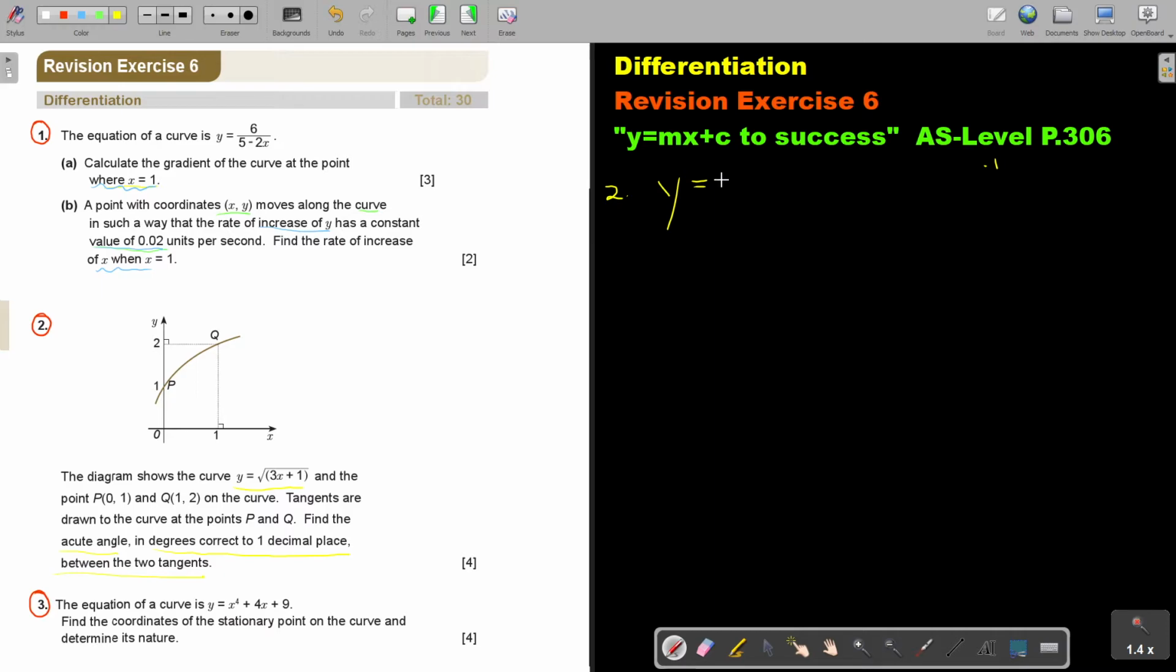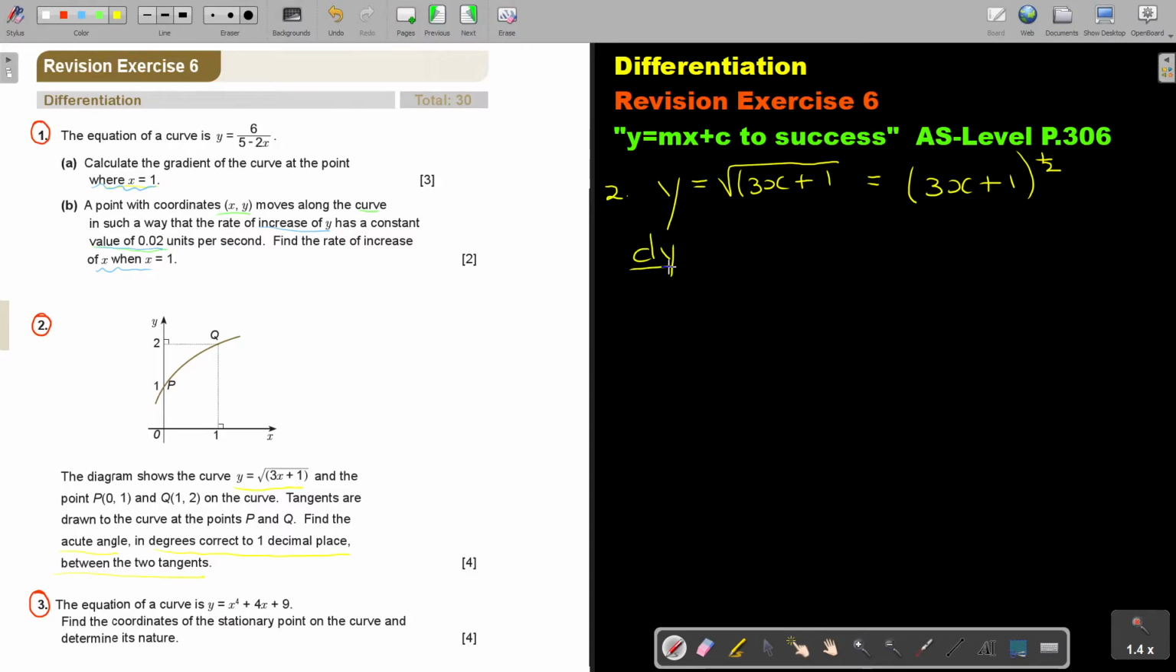Equation y equals 3x plus 1, and again, I'm going to get it in the correct form. In the correct form, it is 3x plus 1 to the power of a half. So before tangents, that's always with gradient of a curve, and that's differentiation.